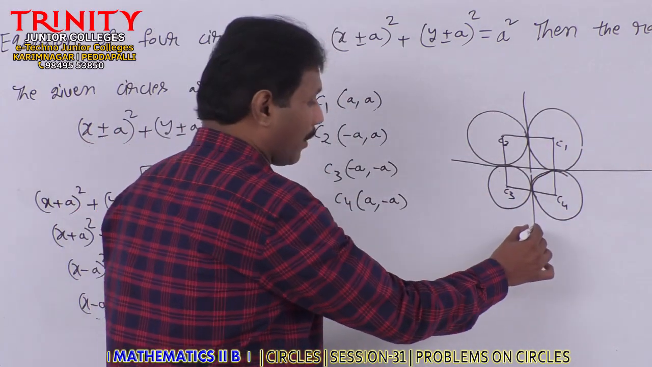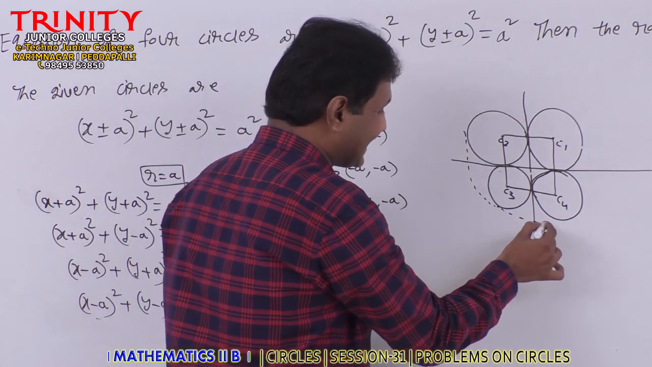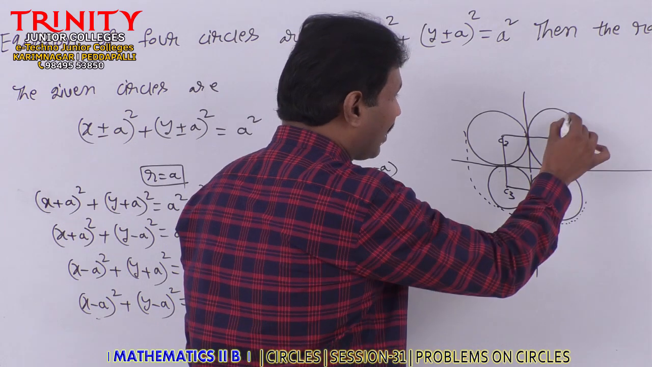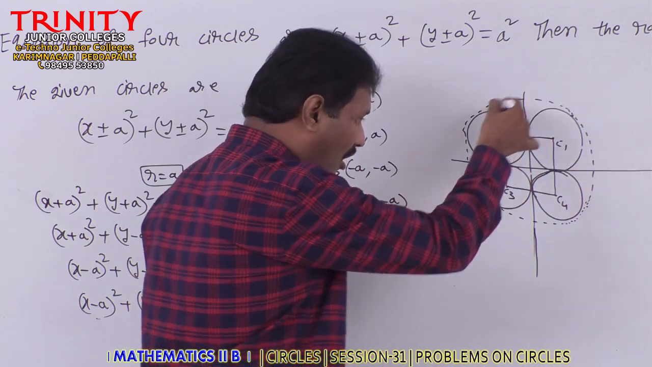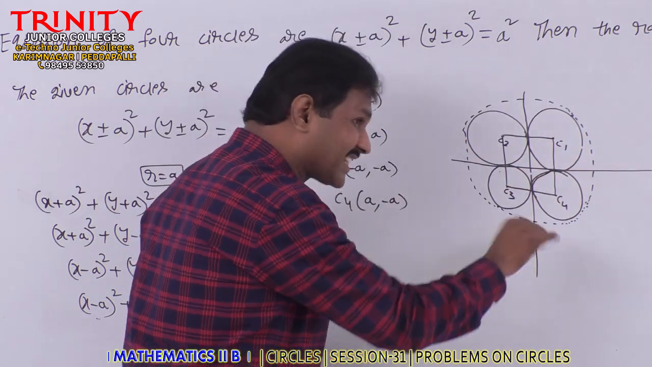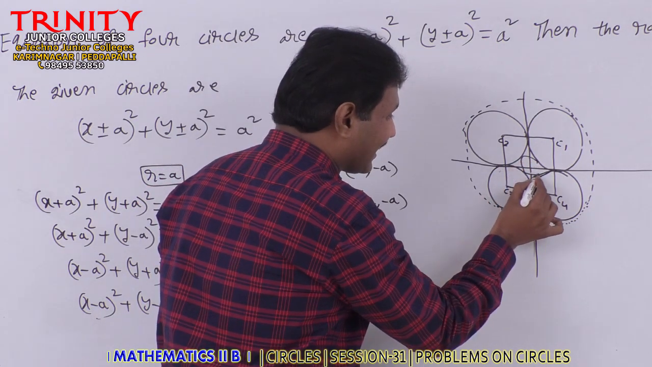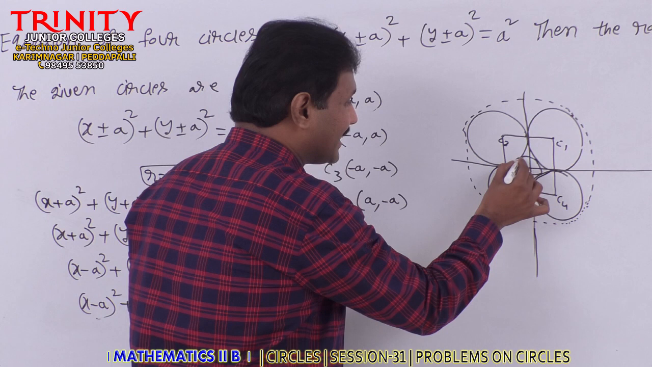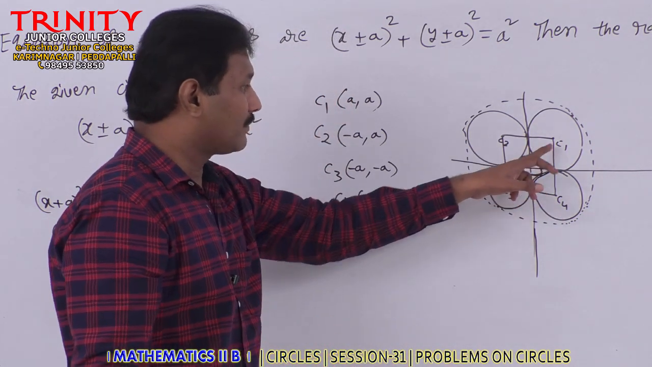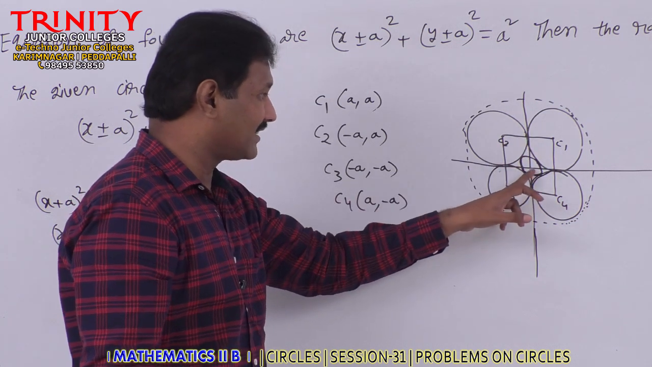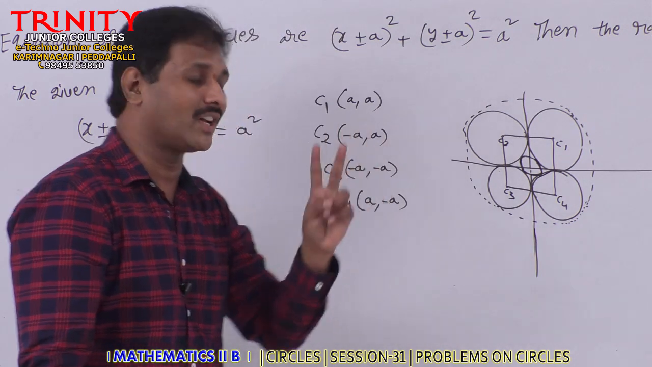Here 2 circles are possible touching all these 4 circles. This is one circle touching all the 4 circles. This is the largest circle, and another circle touches all the 4 circles from inside. Only 2 possibilities are there, 2 circles are possible.